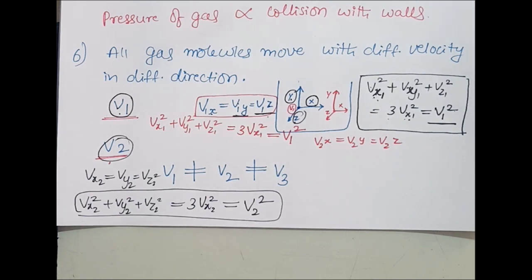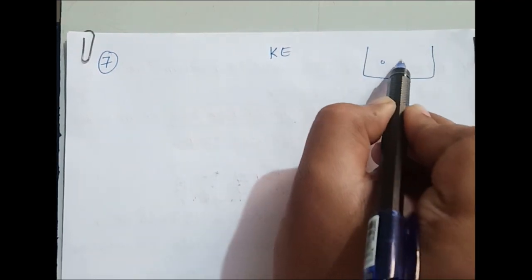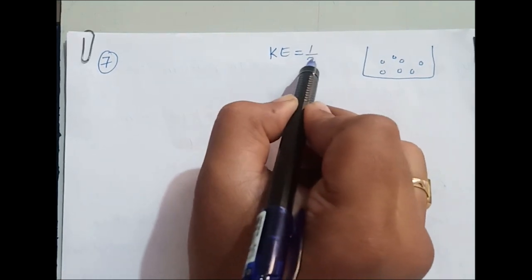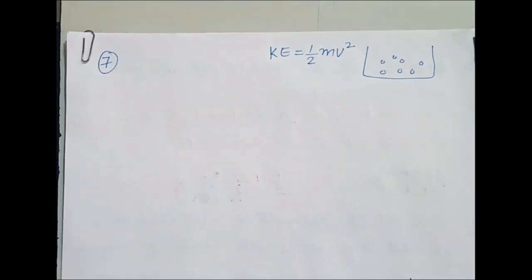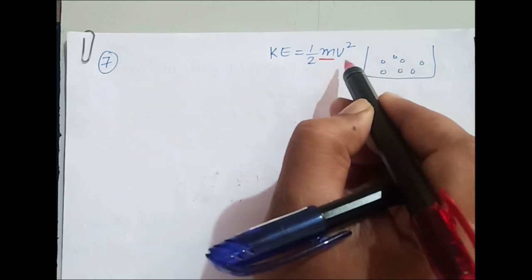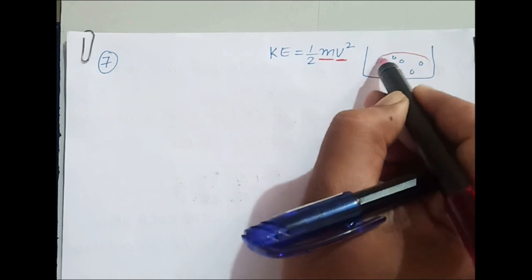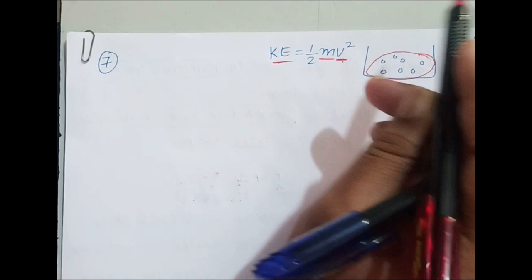Now the next point is about kinetic energy. See, I have to think about the kinetic energy of all molecules. So there are x number of molecules, and I have to think about kinetic energy. Kinetic energy is equal to half mv square. As we said in the first point, the mass of all molecules is the same. But in the previous point we said velocity is different. All molecules move with a different velocity. So if velocity is different, kinetic energy will also be different.